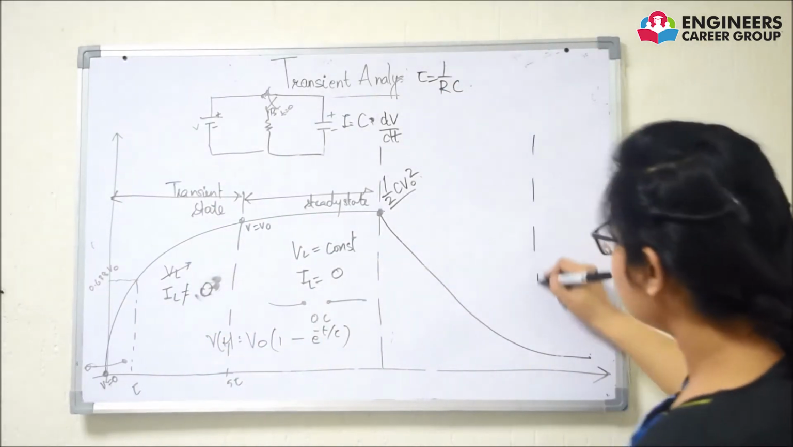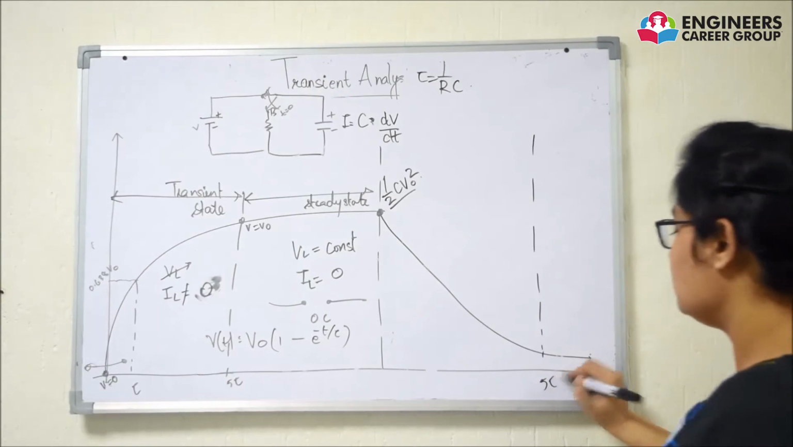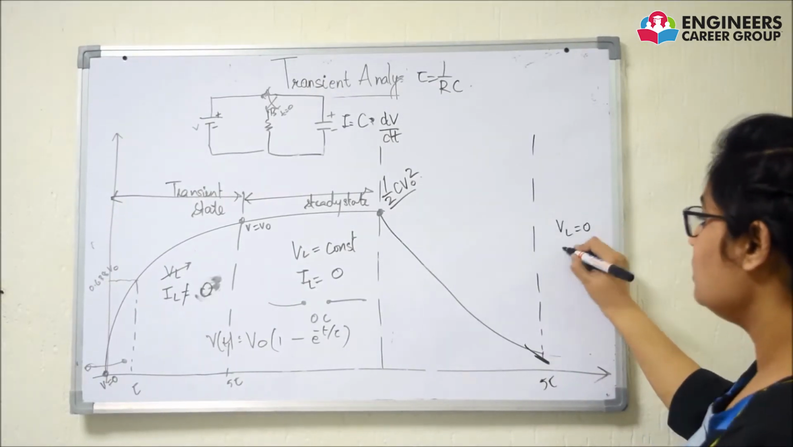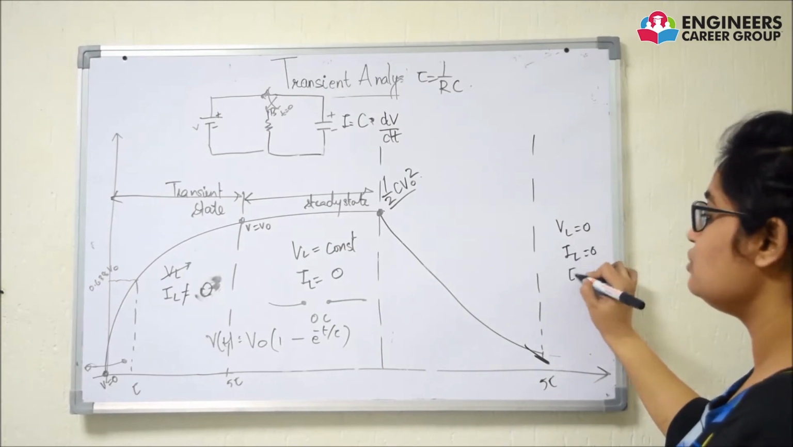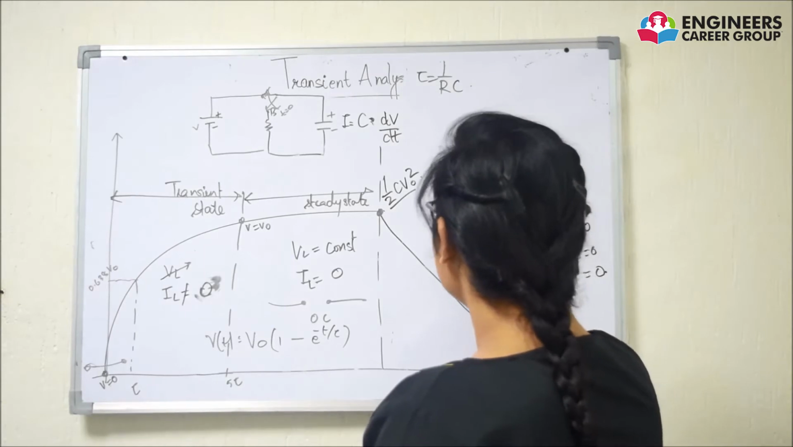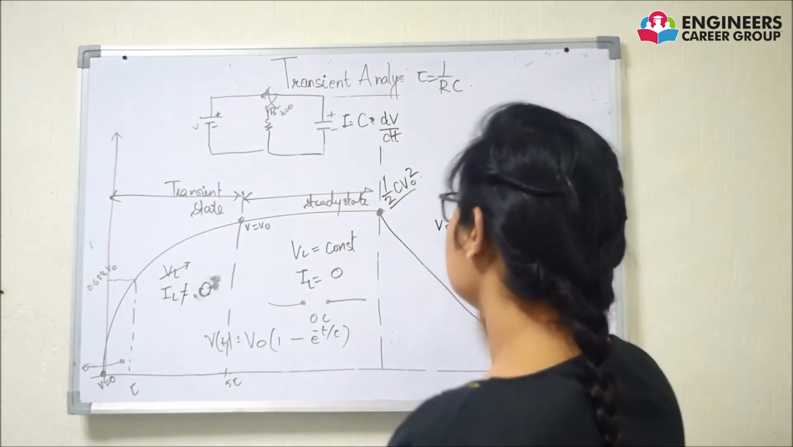Now again this point has come, 5 tau. At 5 tau the whole voltage in this circuit is 0, current in this circuit is 0, and therefore energy in this circuit is 0. The discharging equation is V naught e raised to the power minus t by tau for this circuit.